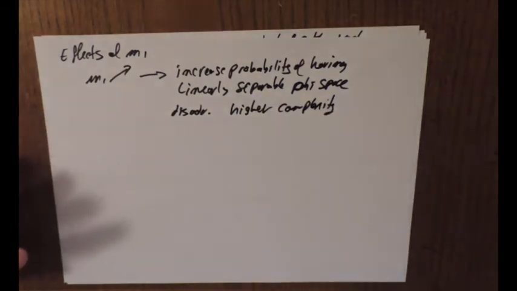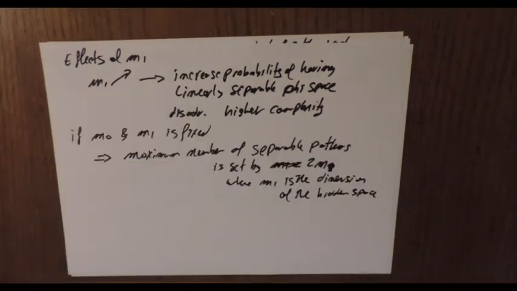Now, the separating capacity of a surface. If we have M0 and M1 in dimension and we increase the number of inputs to be separable, then we have the following. What is the maximum number of patterns that we can classify if M0 and M1 are fixed in dimension? If M0 and M1 are fixed, the maximum number of separable patterns is said to be 2M1, where M1 is the dimension of the hidden space. So if we have 4 hidden neurons, then at maximum we can have 8 separable patterns.